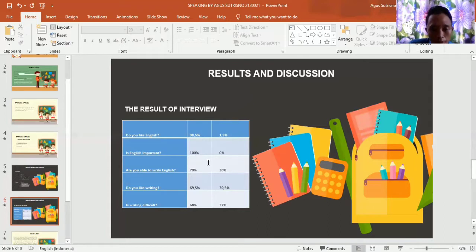Third point, 70% of the students are able to write English. 30% of the students are not able to write English. Fourth, the students like writing in presentation, 69.5% and 30.5%. And last, is writing difficult? The first point 6.8% and 32%.